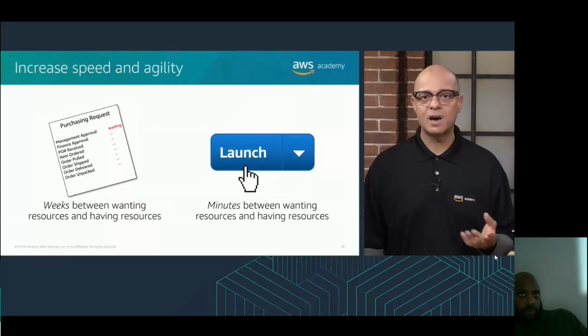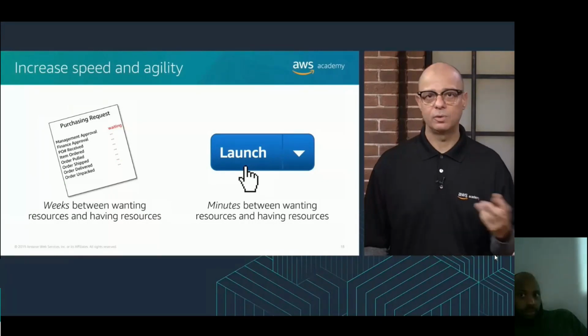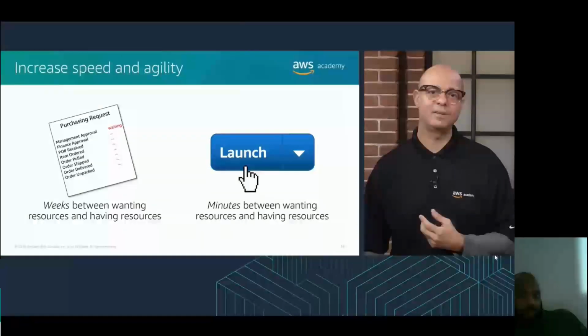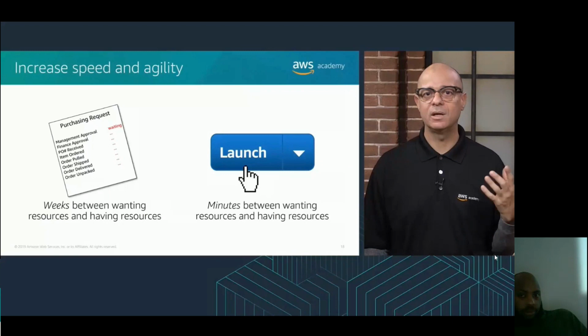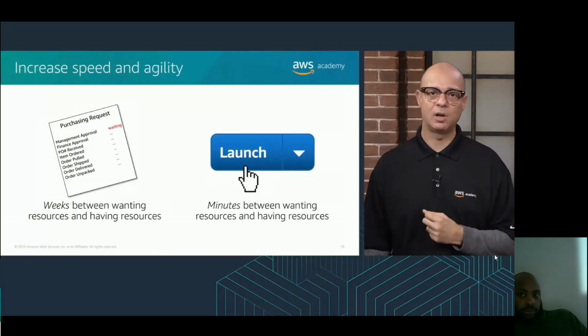Advantage number 4, increase speed and agility. In a cloud computing environment, new information technology resources are only a click away, which means that you reduce the time it takes to make those resources available to your developers from weeks to just minutes. The result is a dramatic increase in agility for the organization because the cost and time that it takes to experiment and develop are significantly lower.